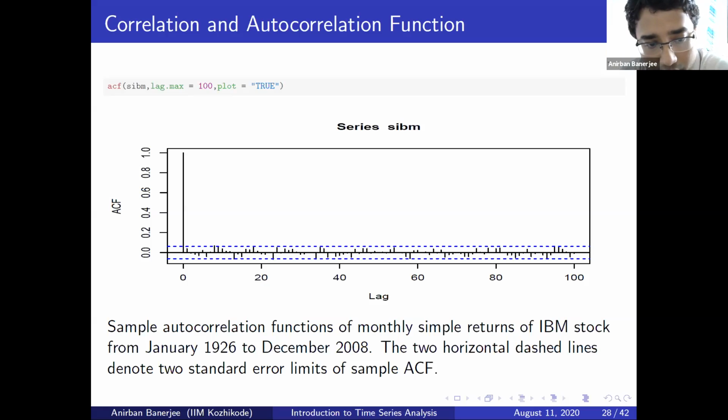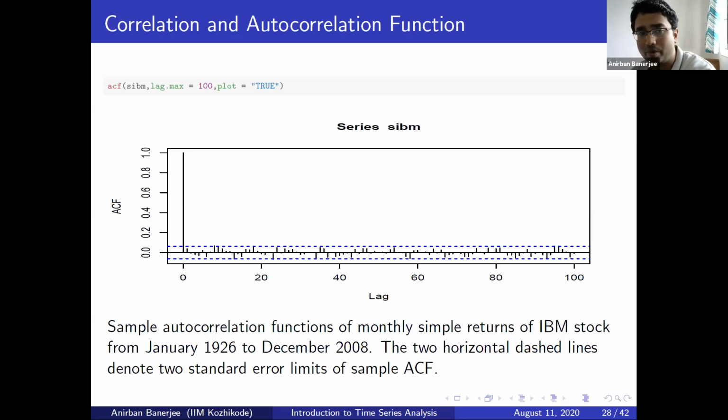Now you find that the next values are pretty small. What are these two blue bands? The horizontal dashed lines are two standard error limits. We want to check whether any of these are statistically significant or not. Here we are finding that beyond order 0, most of them are not statistically significant. So the serial dependence in IBM monthly stock returns for the sample we have considered is very low. At least that's what shows from this graph.